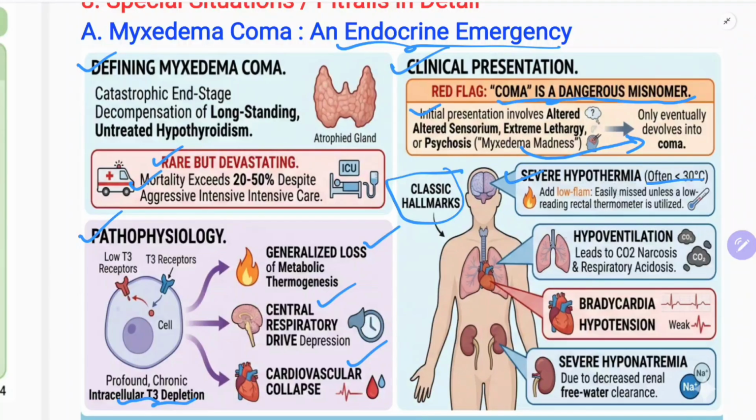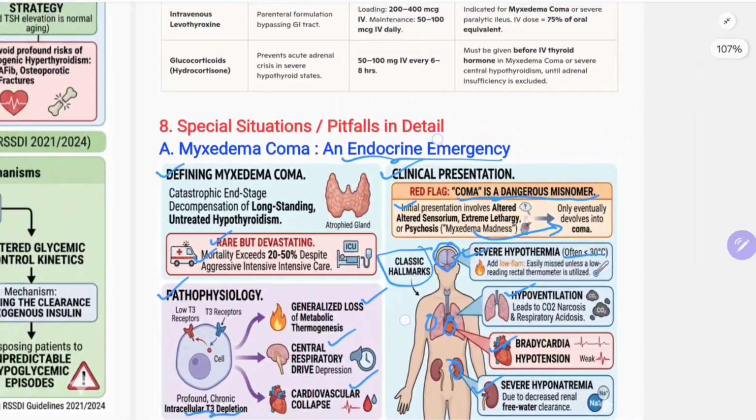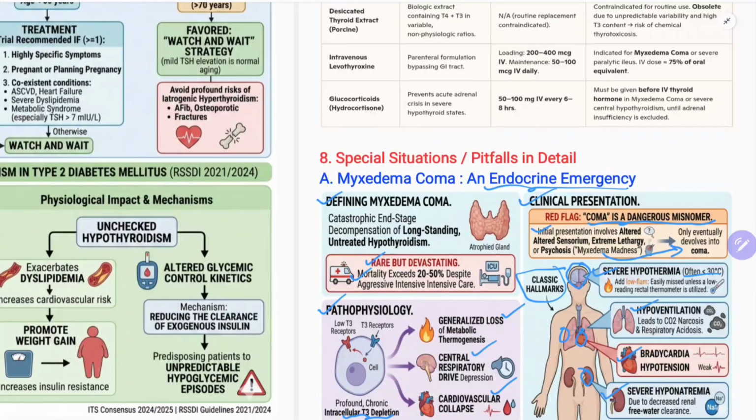Second is hypoventilation that leads to carbon dioxide narcosis and respiratory acidosis. This is important. Related to the heart, bradycardia and hypotension. Related to the kidneys, severe hyponatremia, due to decreased renal free water clearance. Remember it like this: brain, then lungs, then heart, then kidneys. That's the clinical presentation of myxedema coma. It is a misnomer actually. First the patient presents with psychiatric manifestations or altered sensorium, then progresses to coma.